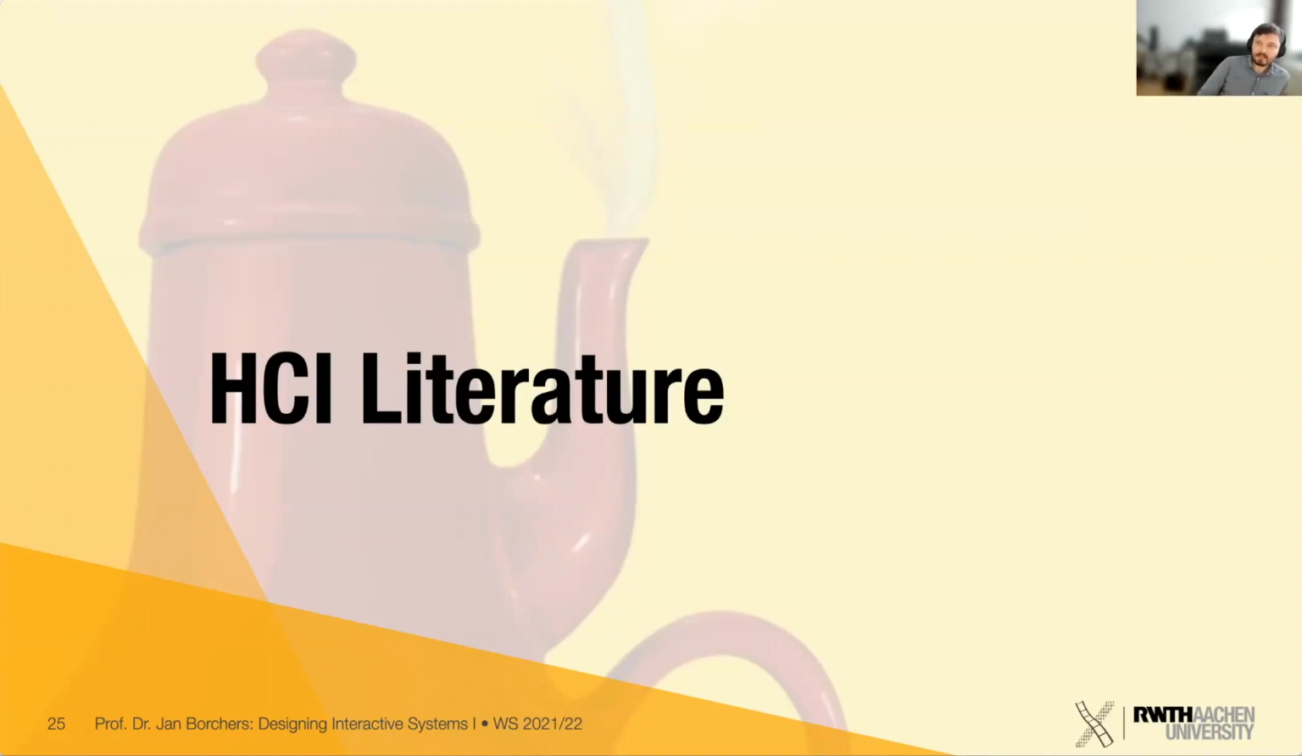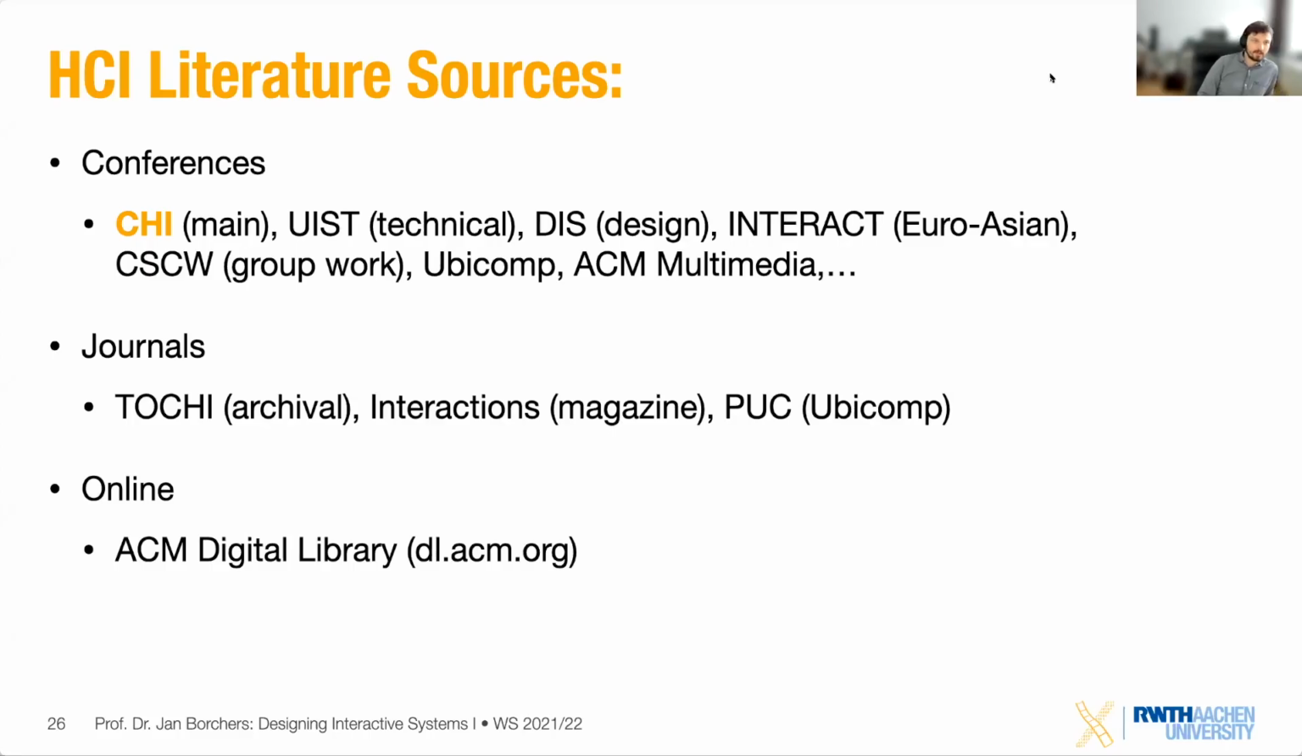So also a short chapter about HCI literature. When you want to look something up in the domain of HCI, there are some sources you can have a look at. One bigger thing is definitely conference papers. Most scientific work in our area happens in papers, presented at conferences, and there are a variety of conferences you can search for papers.